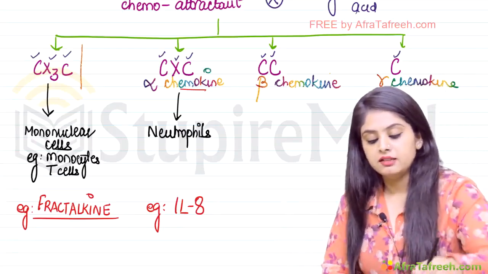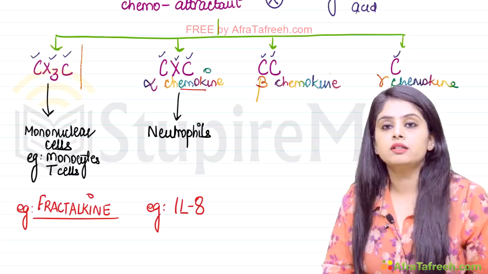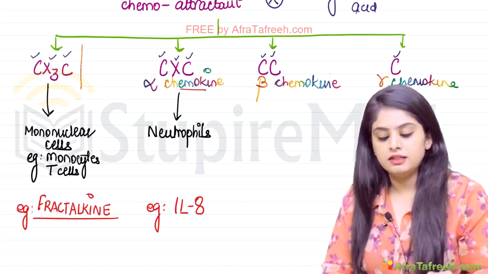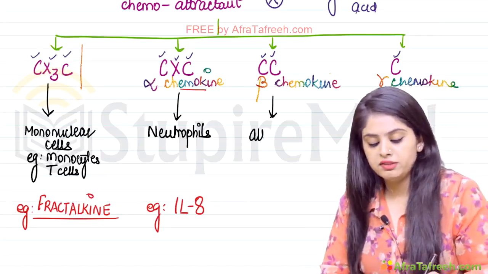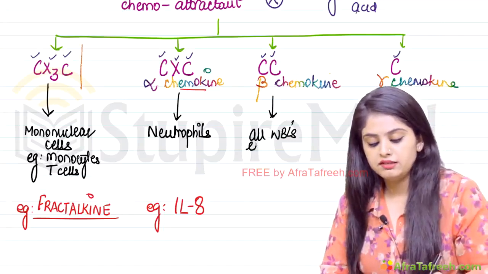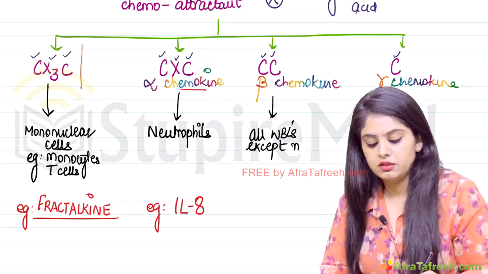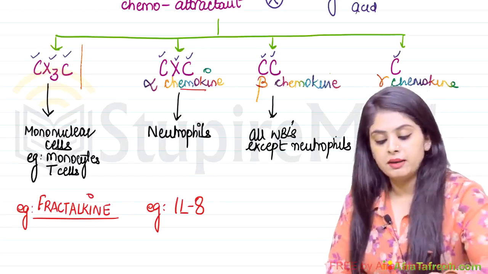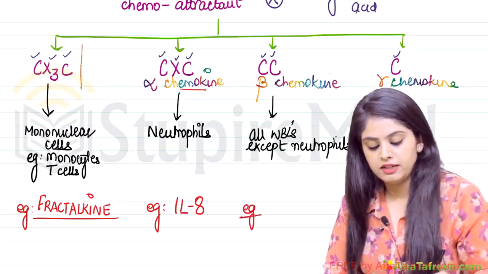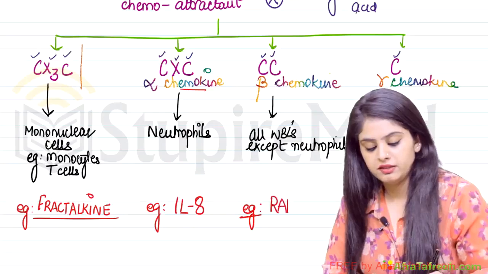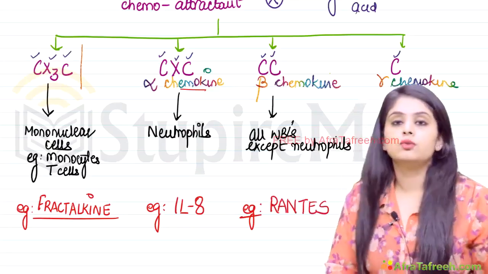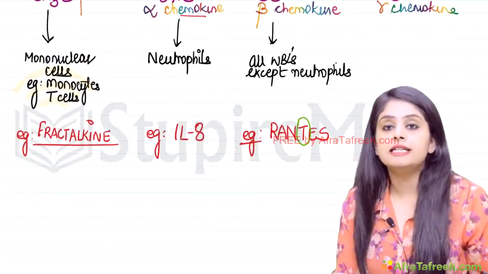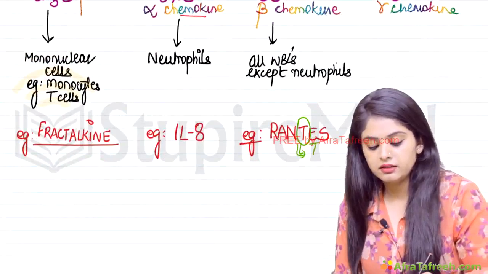The next category is CC or beta chemokine. Now we have one chemokine just for the neutrophil. So in the next category, we are going to have all WBCs except the neutrophils. Except the neutrophils. So for example, this particular chemokine will attract, an example is RANTES. You do not need to go into the full form, but remember RANTES has the letter T, so this will attract the T cells.